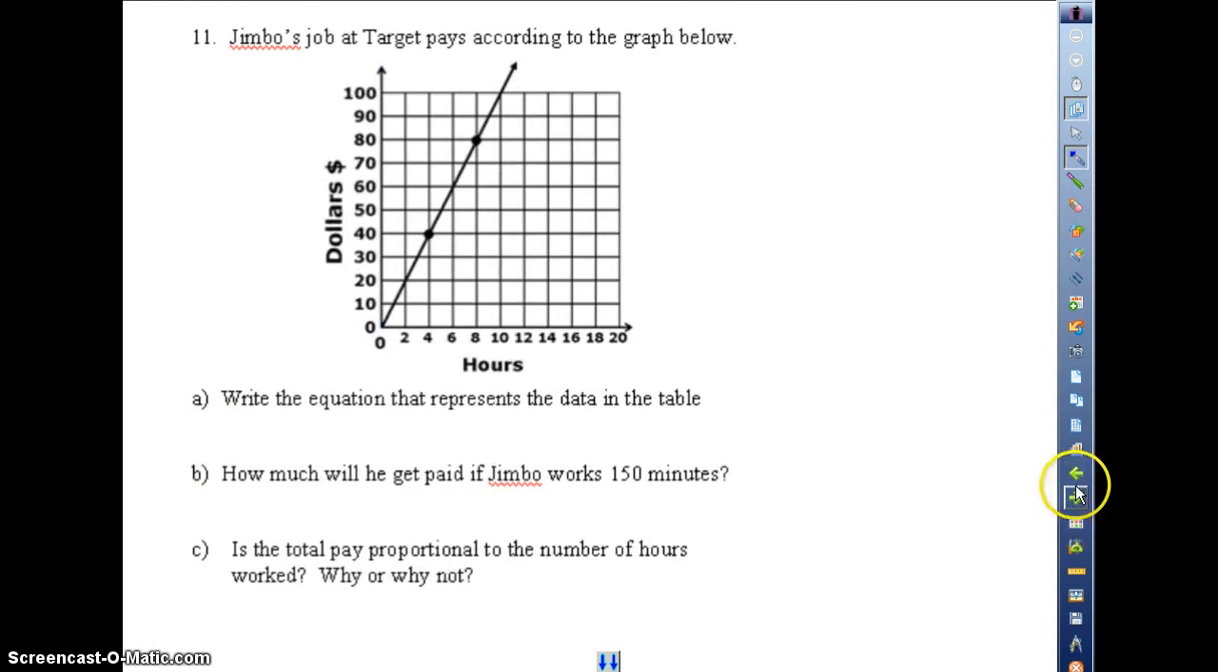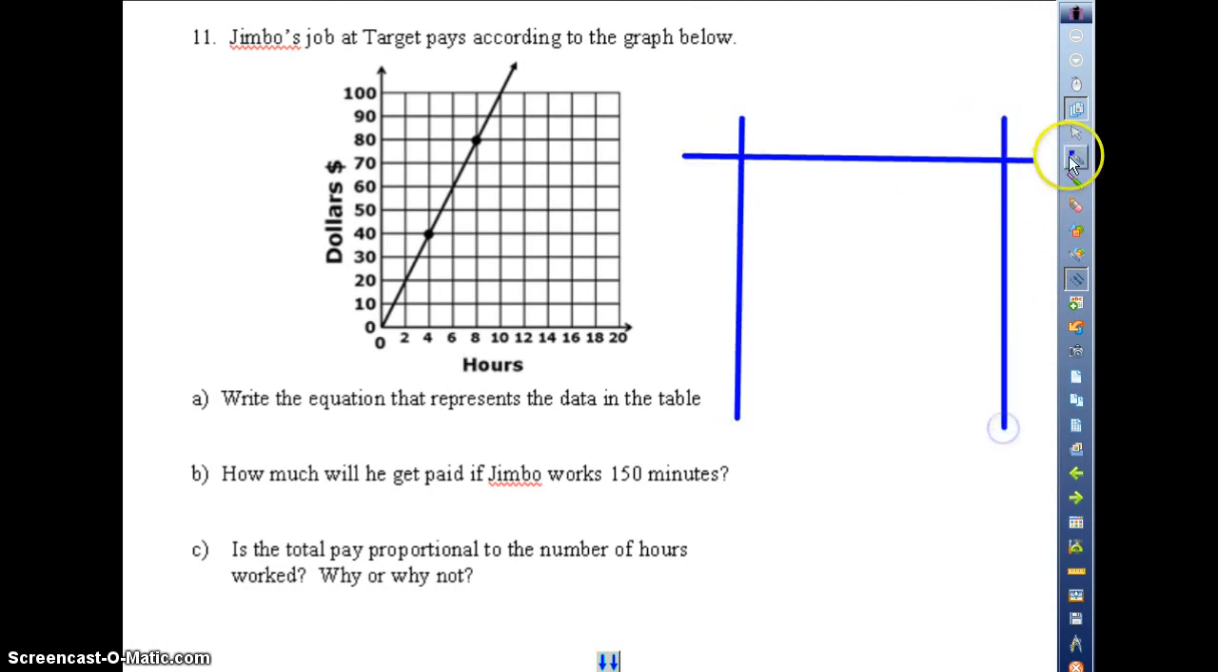Number 11, Jimbo's job at Target pays according to the graph below. Write an equation that represents the data in the table. You're going to do the same thing here that we did in the last problem. X, Y. X is the number of hours. Y is the amount of money. Pick points off the graph, there's more points here than what I've listed for you.